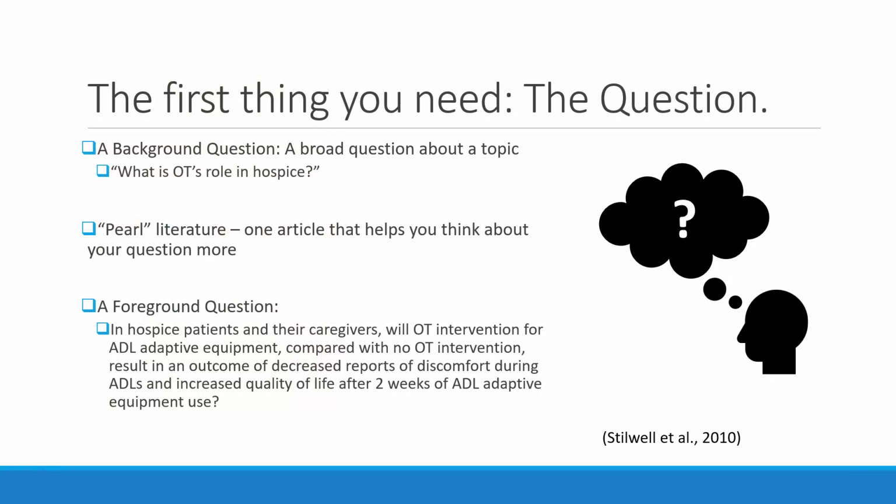So the very first thing you need when you are doing a research literature review is a background question and a foreground question. The background question is just a broad question about the topic, and I'm using as the example, what is OT's role in hospice care? Now, what's helpful is if you can find some pearl literature. This is kind of what you're looking for with your background question. One article or maybe a couple of articles that helps you think about your question in a little bit more depth.